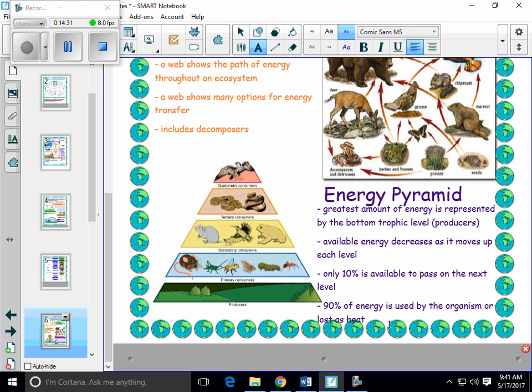Well, that's because the plants need energy. They need energy to live, so they're selfish and they're keeping the energy for themselves. And then all organisms lose a little bit of energy as heat. So 90% of the energy stays at that level because organisms are using it or losing it as heat. So then only 10% is left over to get moved up the trophic levels.